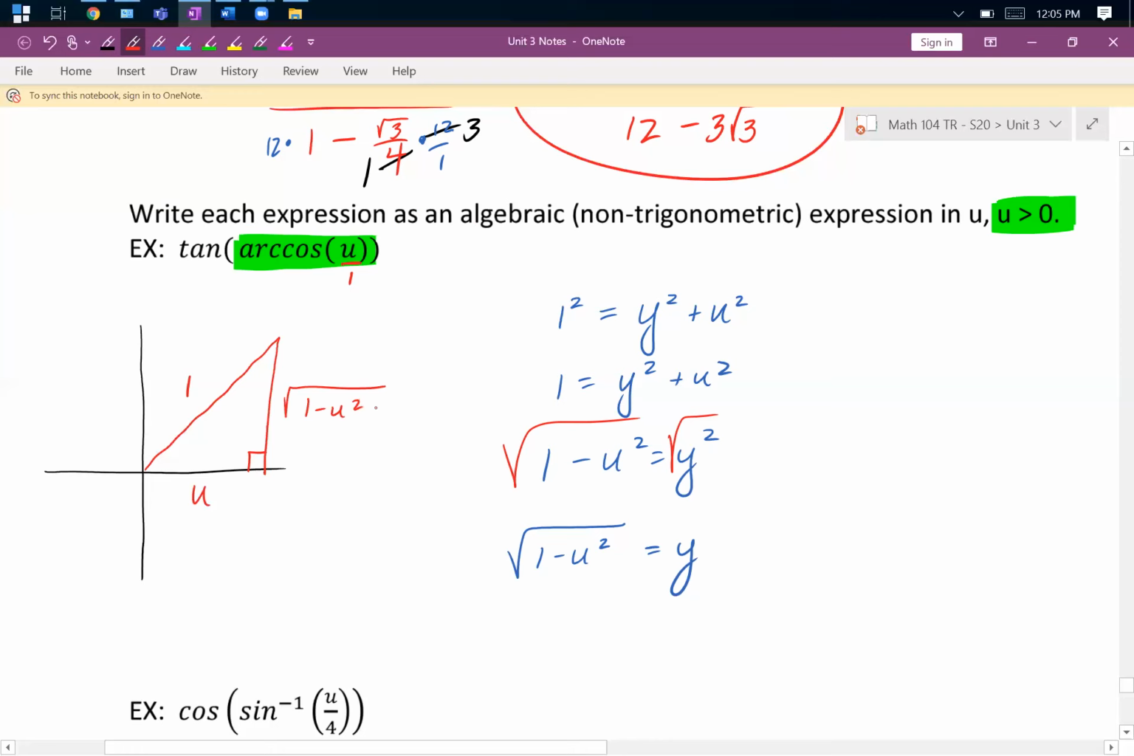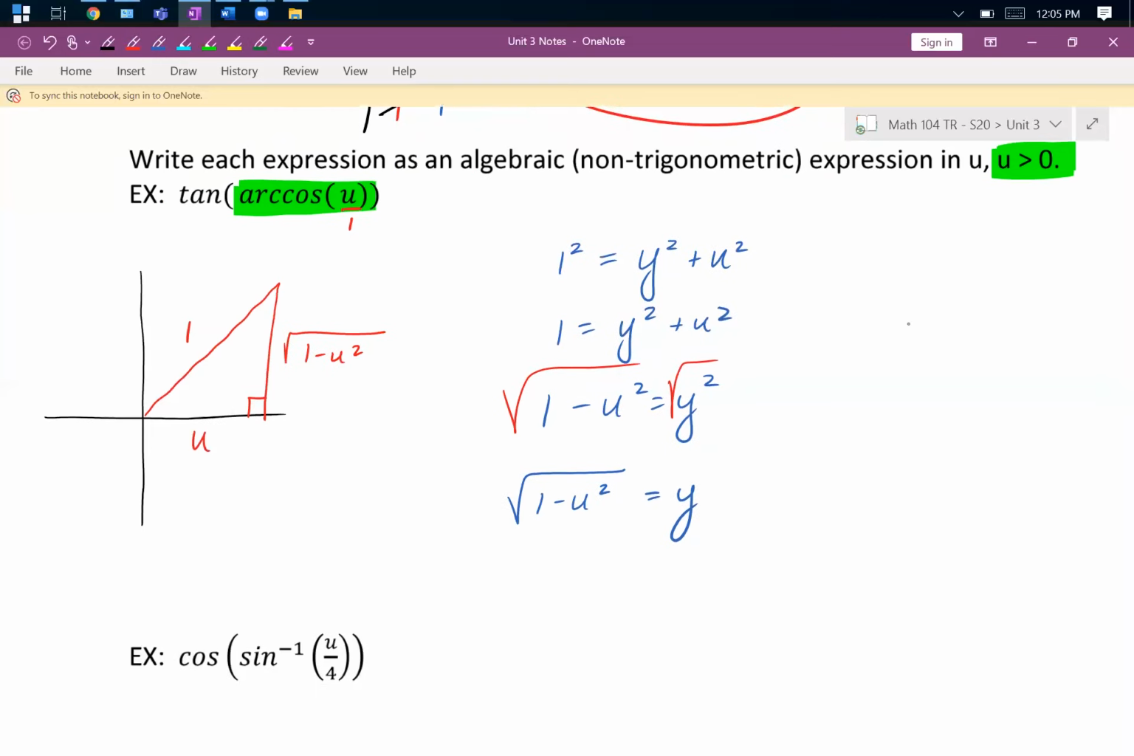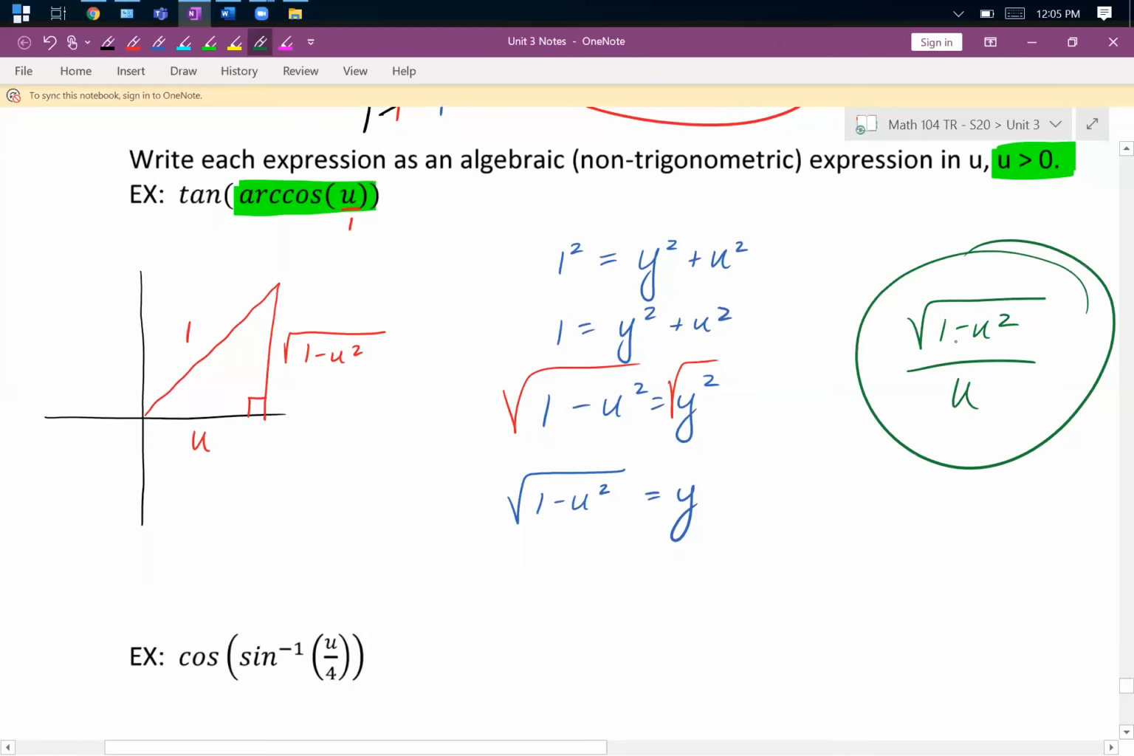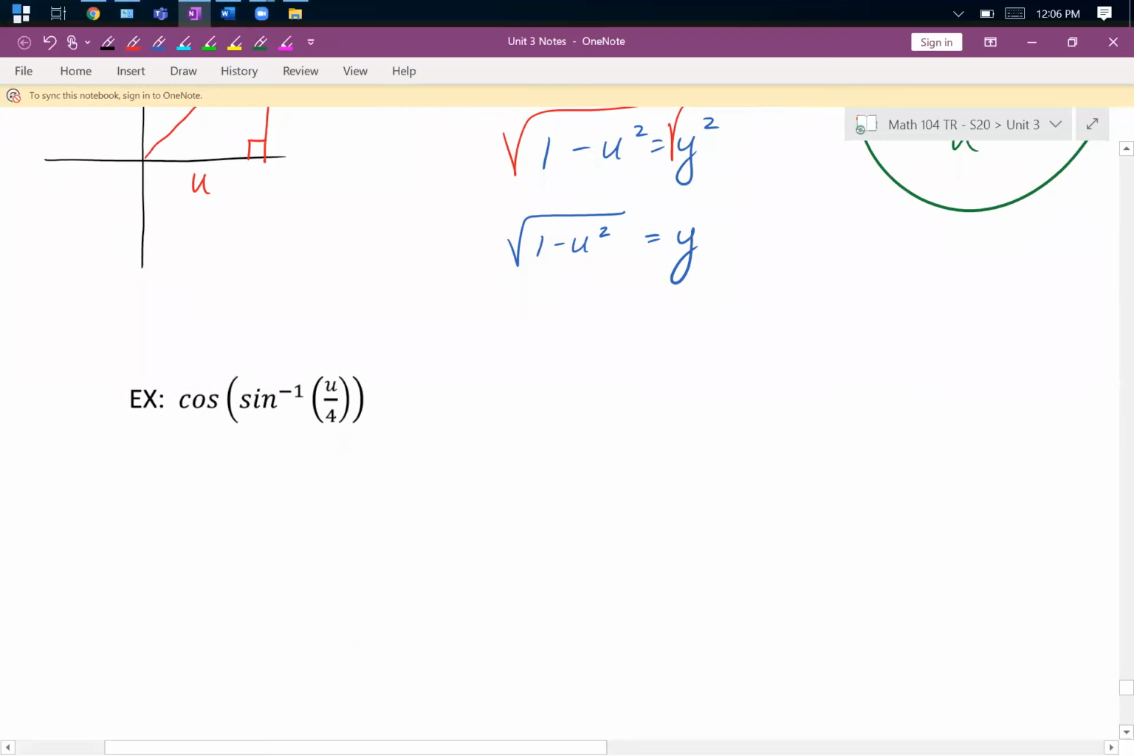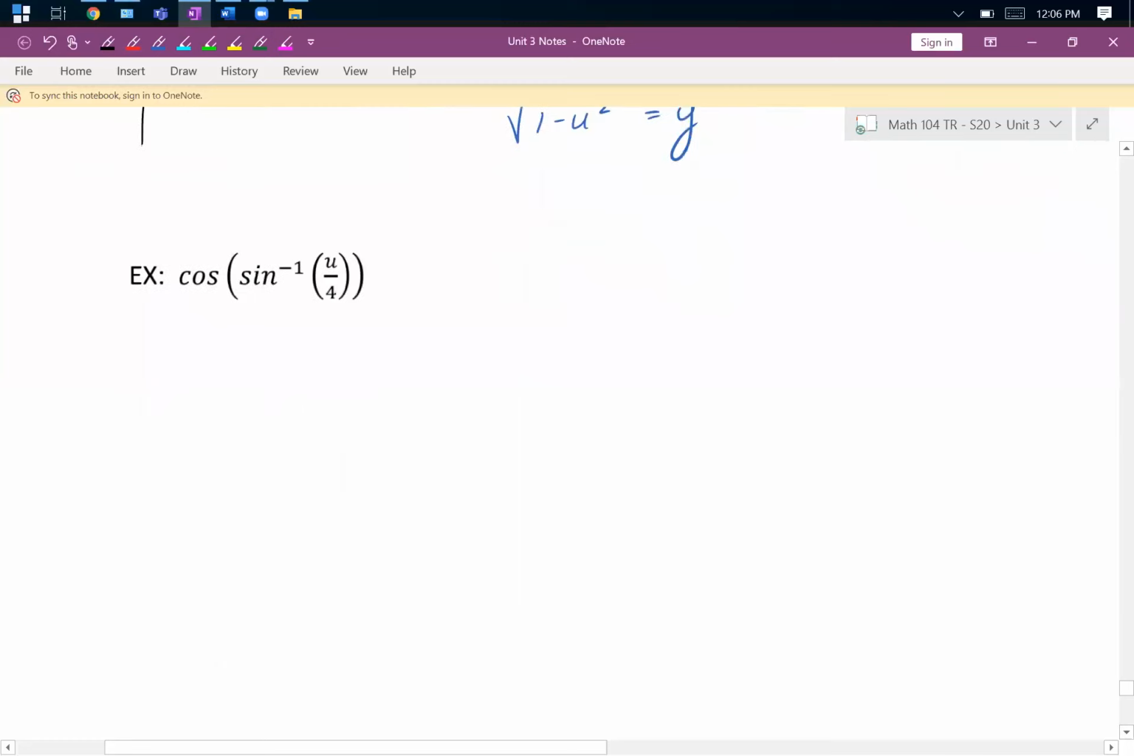For our final answer, we're just doing tangent of this triangle. Tangent is the opposite side over the adjacent side. And there's our answer. Questions? All right, why don't I give you guys a minute to do the next one.